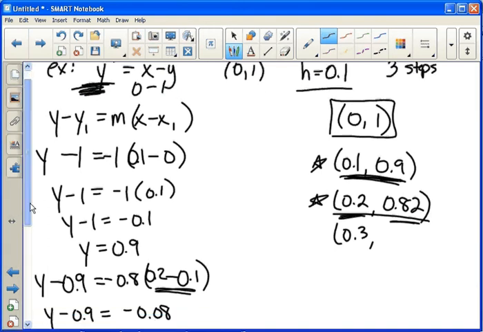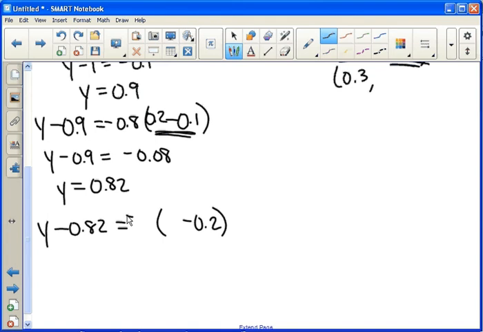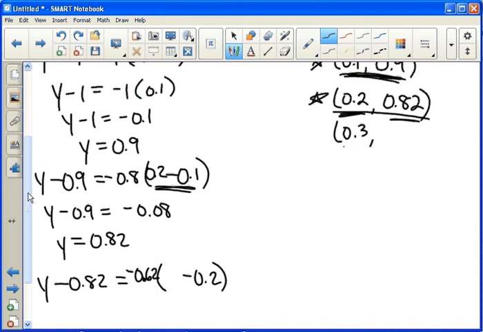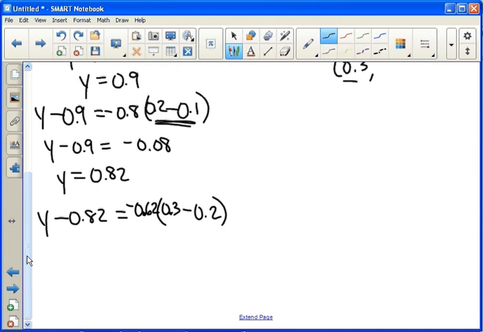And the new x value I'm going for right here is 0.3. And then I'll use that to solve for my new y value. Okay? So if you notice, 0.3 minus 0.2 is 0.1 times negative 0.62, so you get negative 0.062. And then we add 0.82 to both sides. We get y equals 0.758. And that gives us our 3 steps.